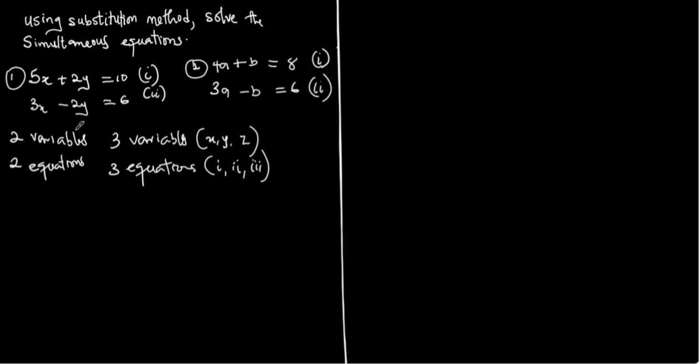Now, for those of us familiar with football, we understand that when substitution is made, a player comes out and then another player goes in. So it's the same idea when we have substitution method in simultaneous equations. So solution number 1, we have 5x plus 2y equals 10, and then we have 3x minus 2y equals 6.